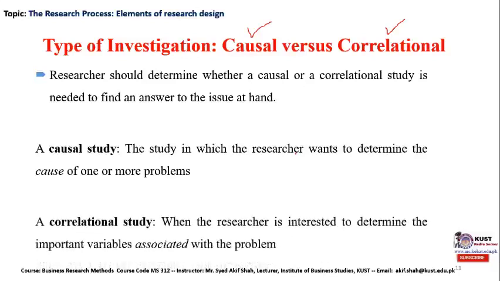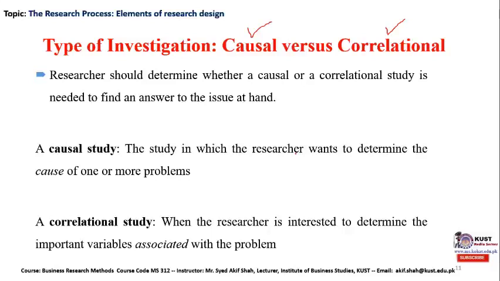We also have the second nature, known as correlational study, when the researcher is interested to determine the important variables associated with the problem. Here the researcher is interested to find out the relationship of two or three variables with each other. However, the researcher cannot say with 100% guarantee that one particular factor is causing the change in another factor.